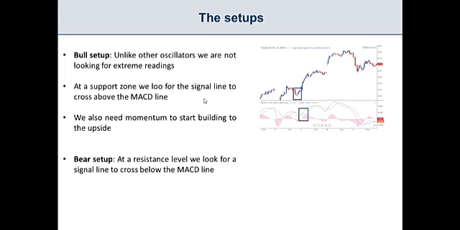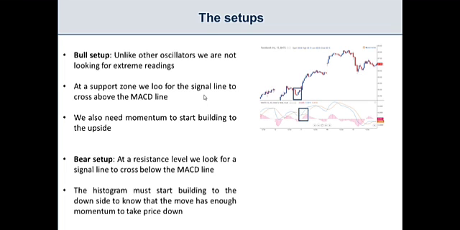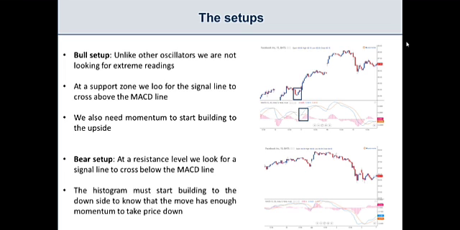In a bear setup, at a resistance level, we look for the signal line to cross below the MACD line. The histogram will start building to the downside to let us know that the move has enough momentum to take price down. And here's an example, another Facebook chart, a 15-minute chart. You can see here that we have hit a big area of resistance. And right here we have the signal line crossing below the MACD line, and we have momentum building to the downside.